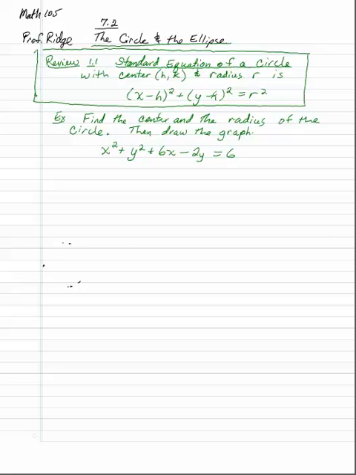Okay, so find the center and the radius of the circle, then draw the graph. Our first step is to put it in standard form. So we're going to put the x squared plus 6x together, leave a blank, plus y squared minus 2y, leave some space, equals 6, and we're going to complete the square.